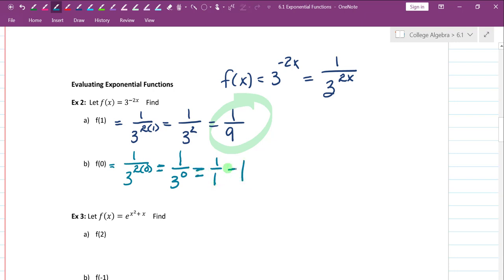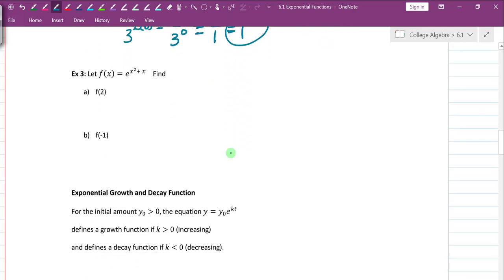So there we go. So that is our final answer right there. Coming on up to example number 3.